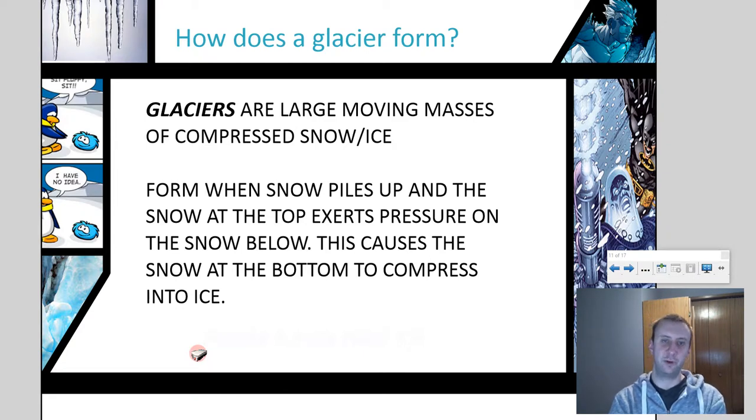How does a glacier form? Glaciers are large moving masses of compressed snow and ice. They form when snow piles up and the snow at the top exerts pressure on the snow below. This causes the snow at the bottom to compress into ice, and then as pressure builds up, it compresses even more and turns into water, causing the glacier to move. I'm going to add that to that answer.